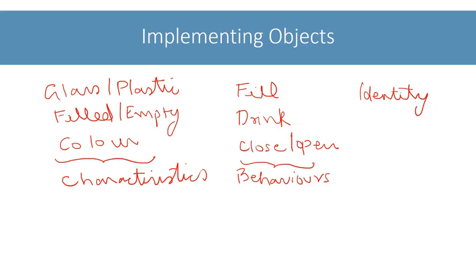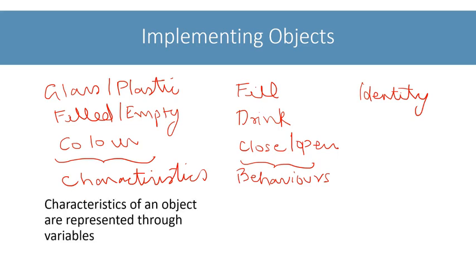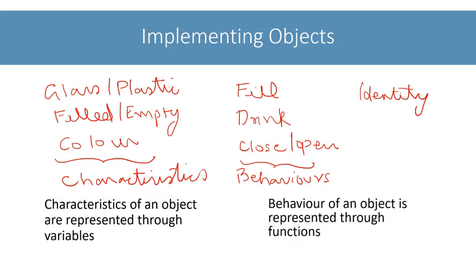When you represent an object in your program, variables are used to represent the characteristics of the object, and functions are used to represent the behavior. The state of the object is represented through the value of its characteristics. In our bottle example, whether the bottle is full or empty or partially filled can be determined by the value of its characteristics.